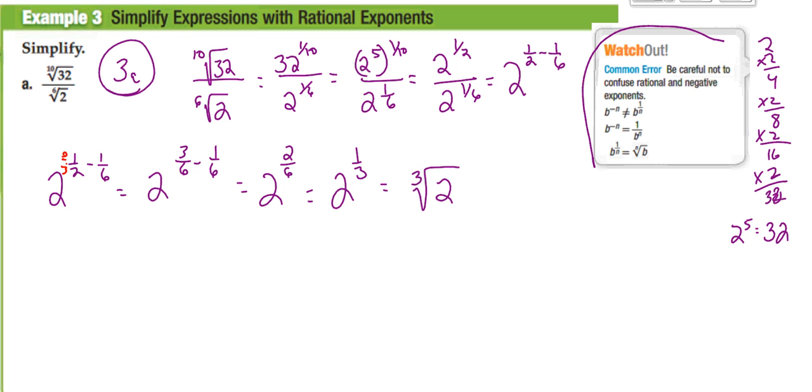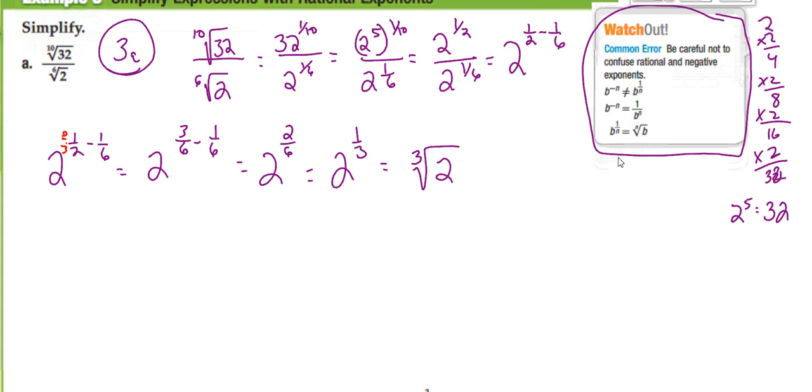Do read over this little watch out note. Be careful with rational and negative exponents. B to the -1 does not equal B to the 1 over n. B to the -n equals 1 over B to the n. And B to the 1 over n is equal to the nth root of B. So if you want to write something down about that, pause this and go ahead.